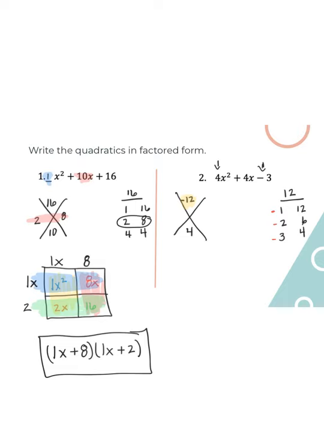So negative 1 plus 12 gives me negative 11, so it can't be that one. Negative 2 plus 6 will give me that 4. So it's going to be our negative 2 and our 6. I'm going to go ahead and put a negative 2 on the left and a 6 on the right. Now I'm going to draw that box.